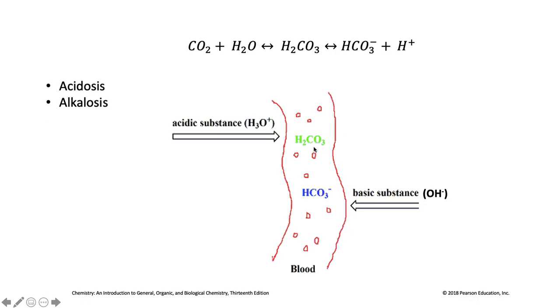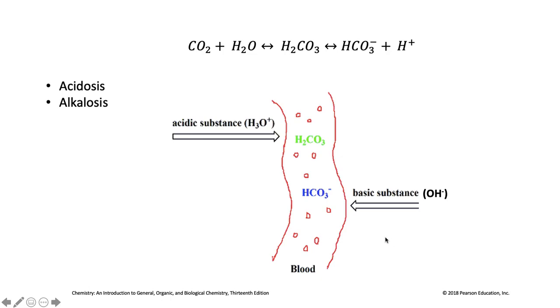Acidosis, just from the name, occurs when the pH of the blood lowers below 7.4. You have more acid, it becomes more acidic, and therefore you have acidosis. Alkalosis is the opposite. When the pH of the blood increases above 7.4, then you have the condition called alkalosis. You have a more basic blood solution than you need.